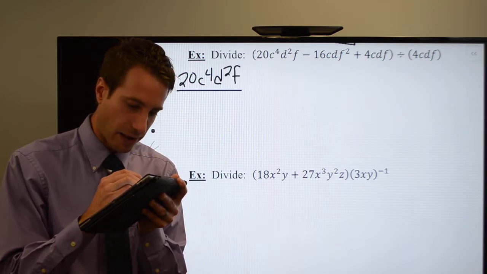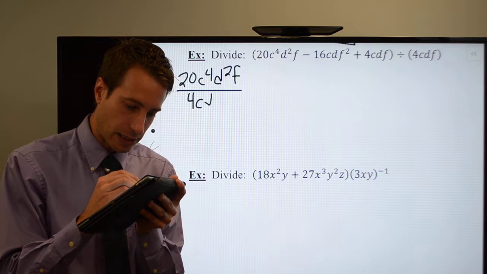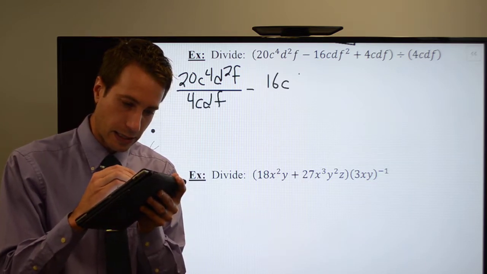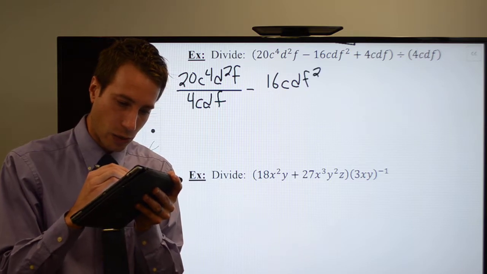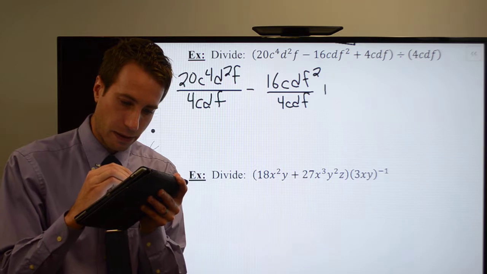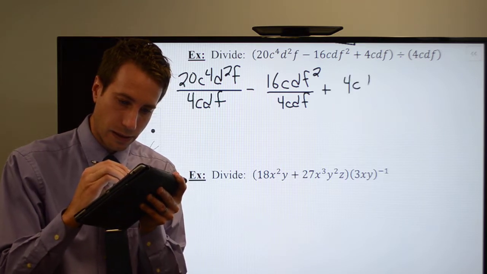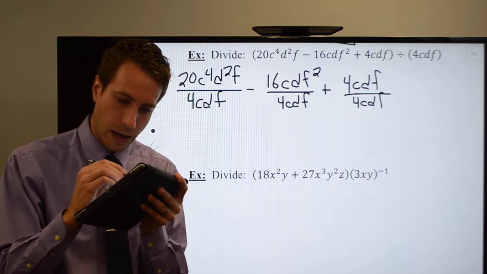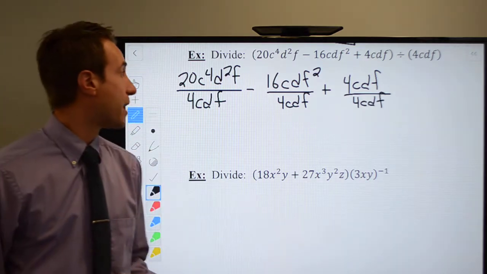So that's going to get divided by 4CDF, minus 16CDF squared divided by 4CDF. And here we go. Let's go ahead and do that division.